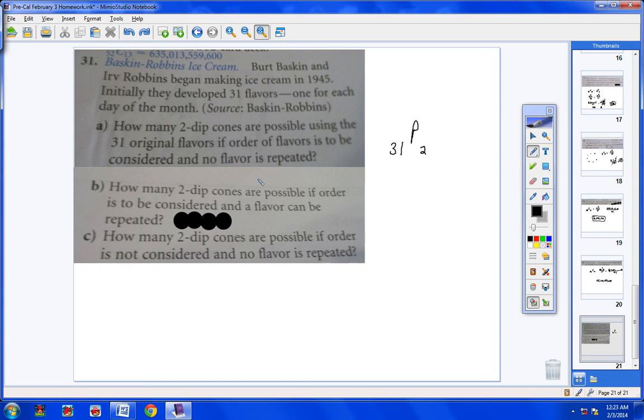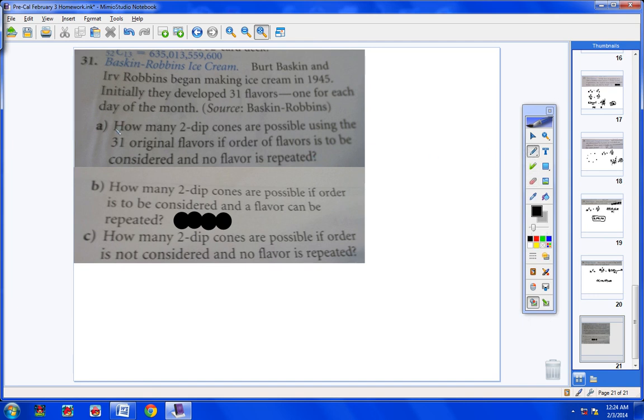Now it also says no flavor is repeated, so because of this 2 here, I put 2 blanks, and because no flavor is repeated, for my first blank I had 31 options. Then when I put one of those flavors here, I'm left with 30 options. So if you multiply those 2 together, 30 times 31, you will get 930. 930 for question A.